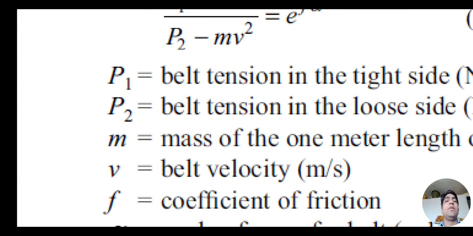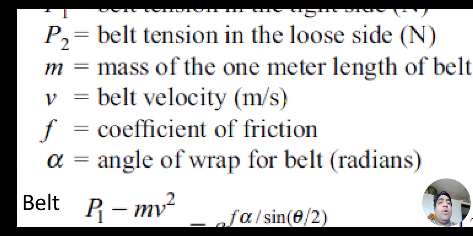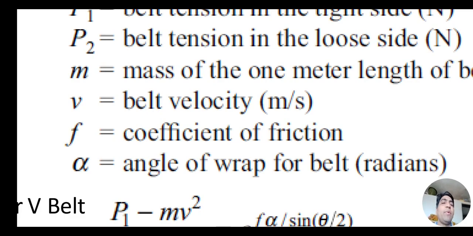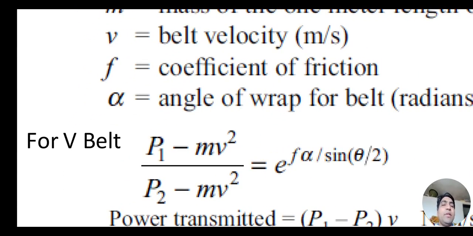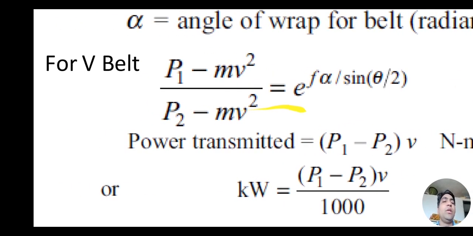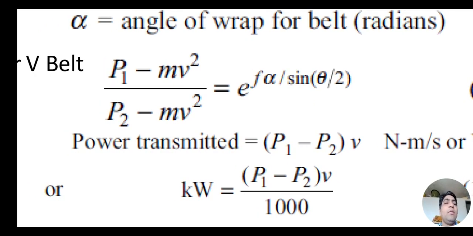This is the mass of the belt of 1 meter length. Here v is the velocity. f is the coefficient of friction. Alpha is the angle of wrap for belt, which is in radians. Similarly, for V belt, the equation becomes P1 minus mv square upon P2 minus mv square equal to e raised to f alpha into sine theta by 2.